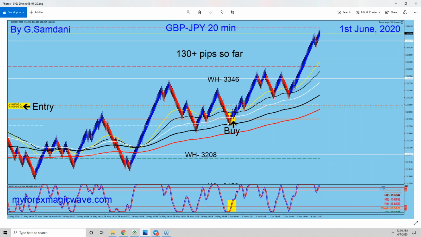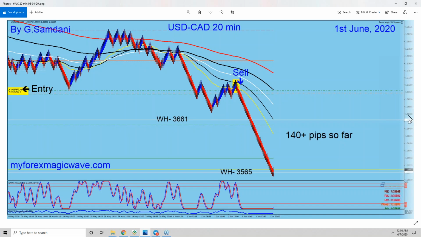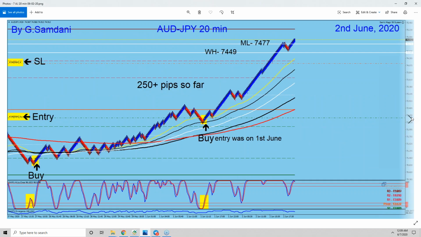This is the entry here, buy order here, SL move to break even. And even if you don't make this, this was an entry, and this, all of these entries. This system gives you so many entries. USD CAD was supposed to drop. My weekly chart said so, and it did. Sell order here on June 1st, 140 pip. This is all in one week, last week.